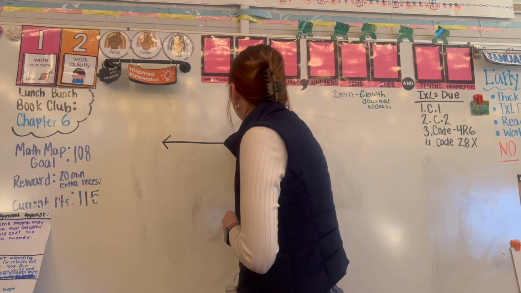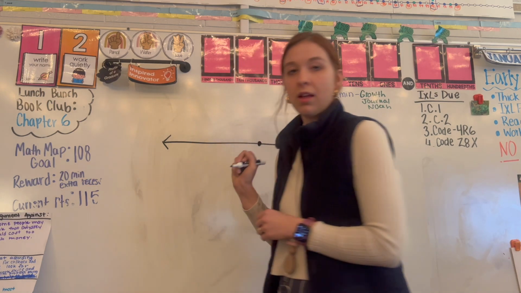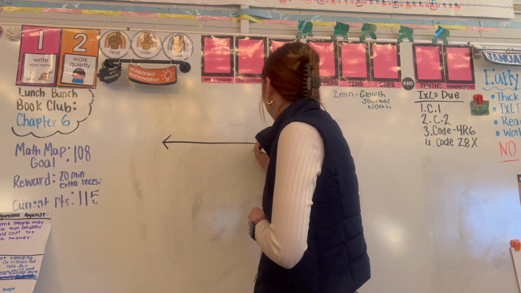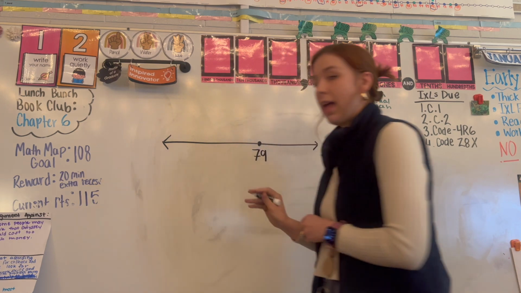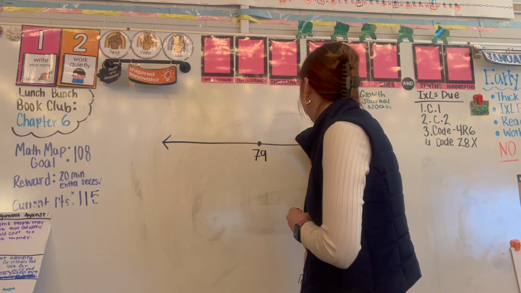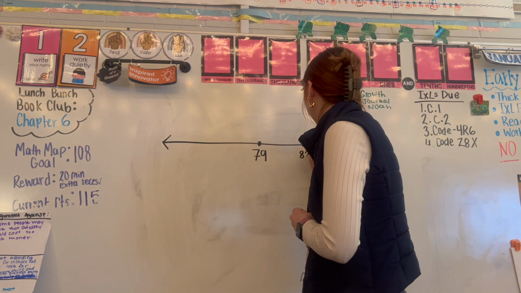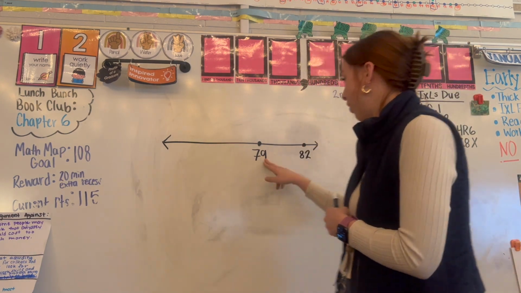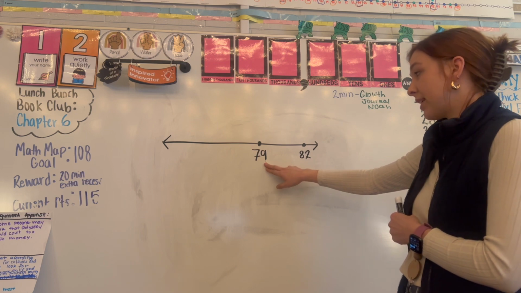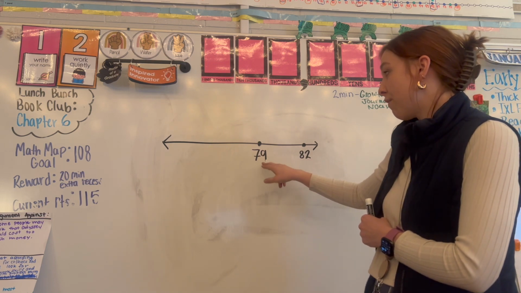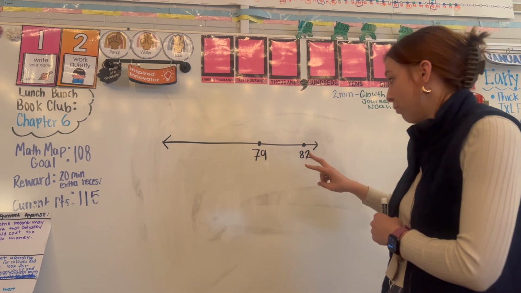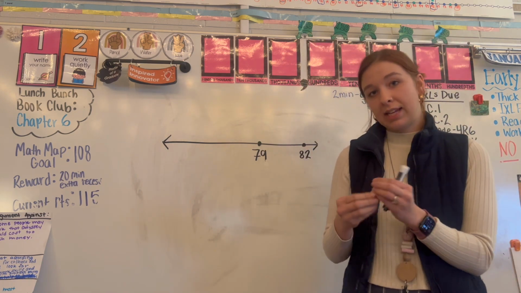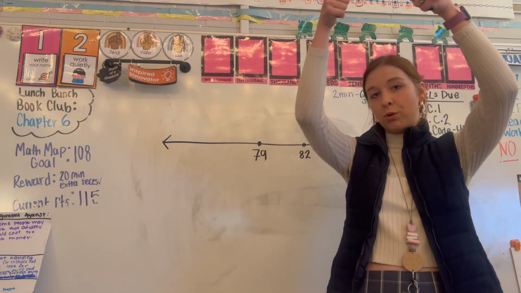So I'm going to plot the first one. I'm going to plot 79 years old. And I'm going to plot 82 years old. So I could solve if I know that the difference between 79 and 82 is 3, because I know if I add 1 and add 2 more, that would be 3 altogether. I could do it like how it is performed above.